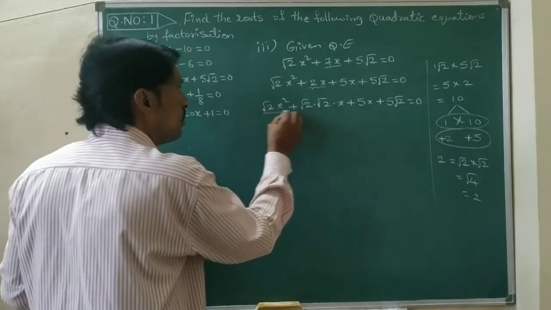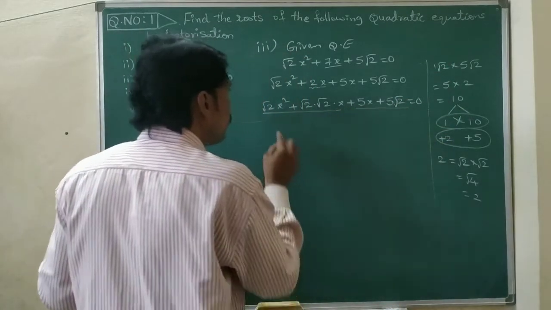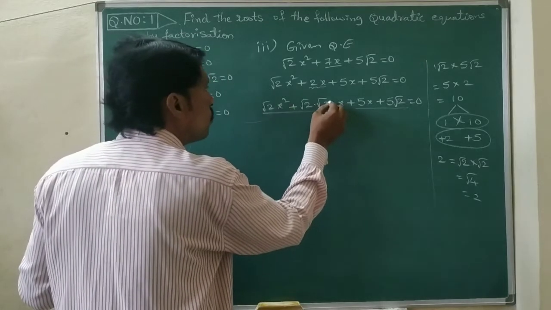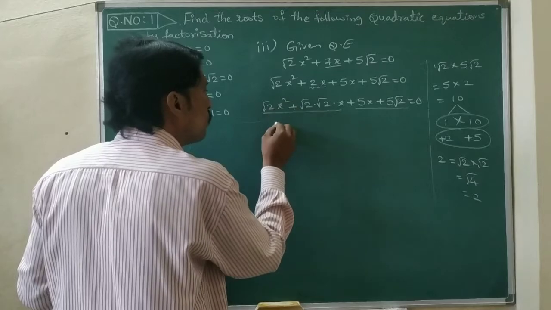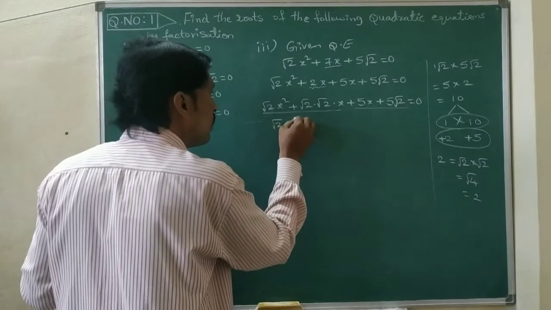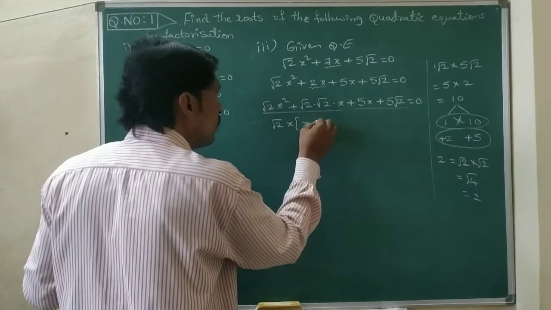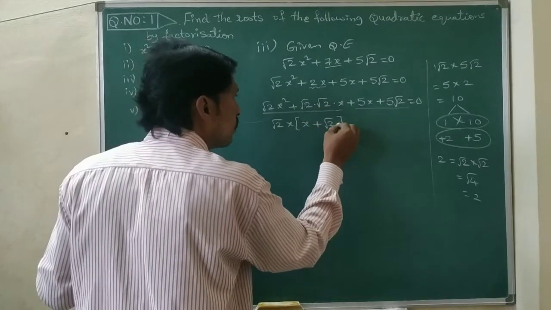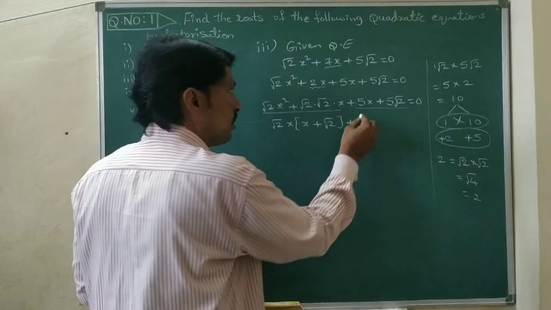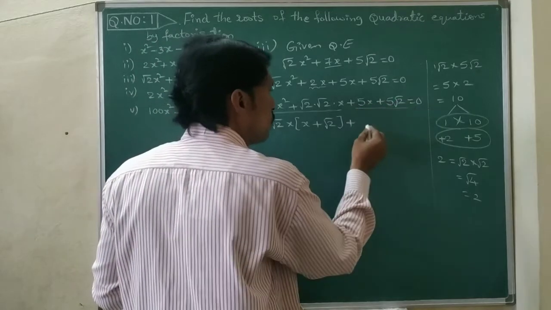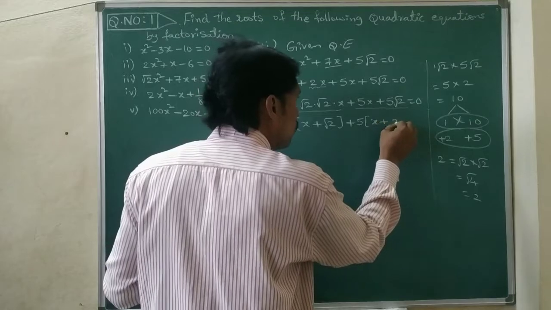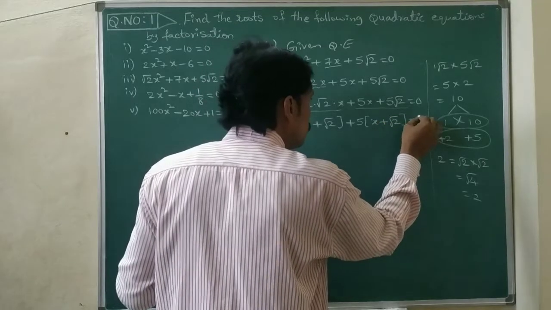Now here in these 2 terms, we need to take root 2x common, and here also root 2x. Root 2x we are taking common, means here x is remained, plus root 2x we took common, means root 2 is remained. Plus in this 5x, 5 root 2, we need to take 5 as a common. x plus root 2 equal to 0.